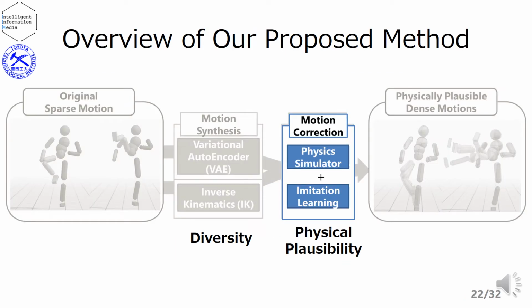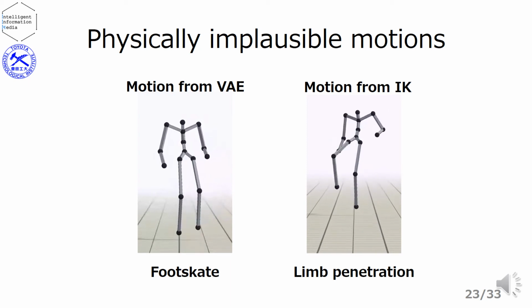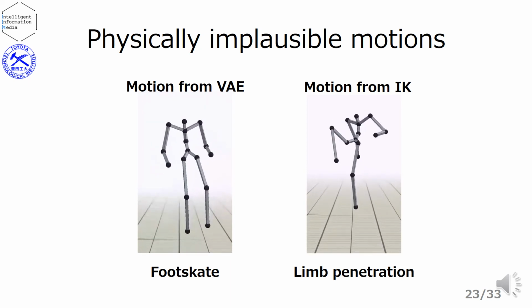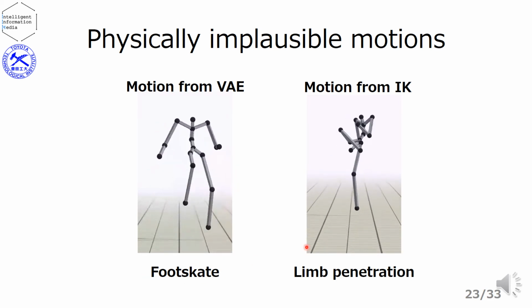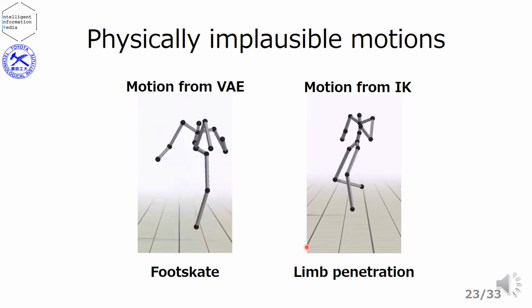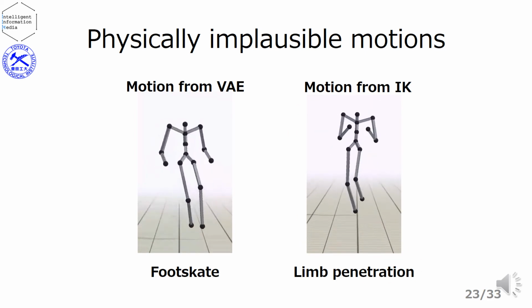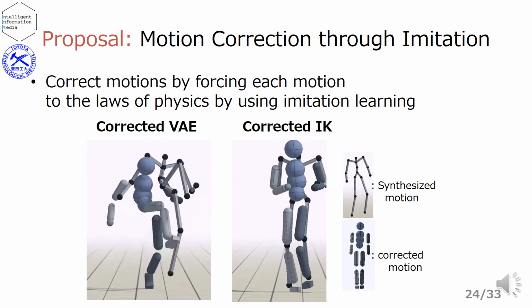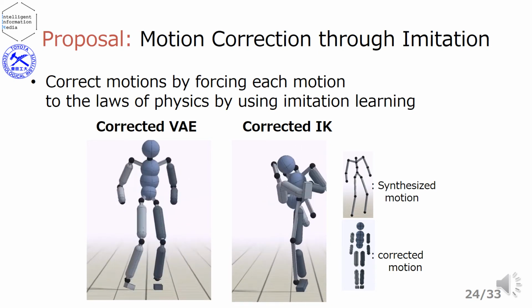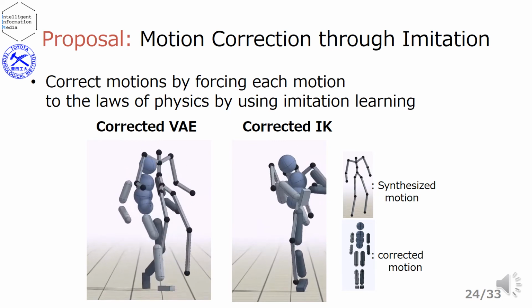Next, let me explain our motion correction. Even though diverse motions are synthesized, we empirically observed some physically implausible motions. For example, with VAE synthesis, foot skate motions are observed. With IK synthesis, limb penetrations are observed. We propose to correct such motions by forcing each motion to obey the laws of physics, using imitation learning in a physics simulator.